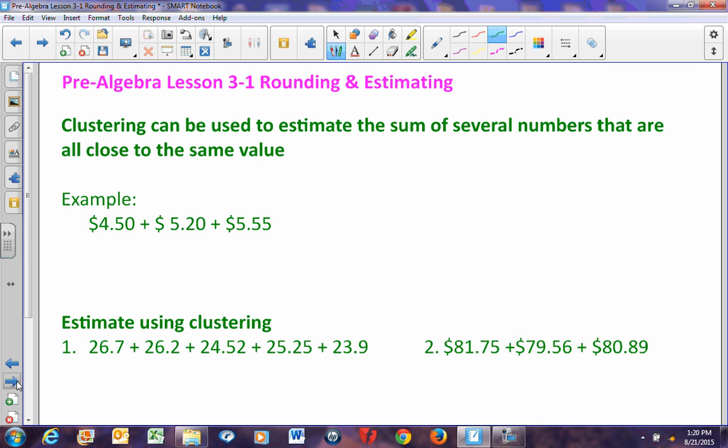The last type of estimation is using clustering. I like clustering because it makes things really easy. Clustering can be used to estimate the sum of several numbers that are very close to the same value. For example, if I have $4.50, $5.20, and $5.55, they're all really close to $5, aren't they? So I can look at these and go, gee, these are all really close to $5, and there are three numbers all very close to $5, so it's approximately $15. That's what clustering does. It works really well to estimate the sum. It's not used to estimate the difference, only used to estimate sum.